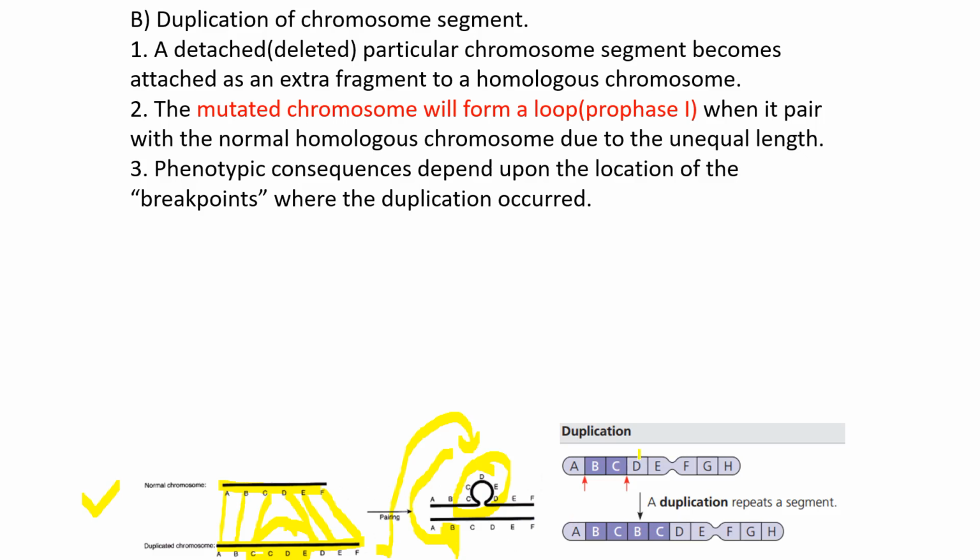So apparently this diagram here shows that this segment is being repeated on the chromosome. Or you can say that under deletion, this B and C segment being deleted and then transferred here. All right.